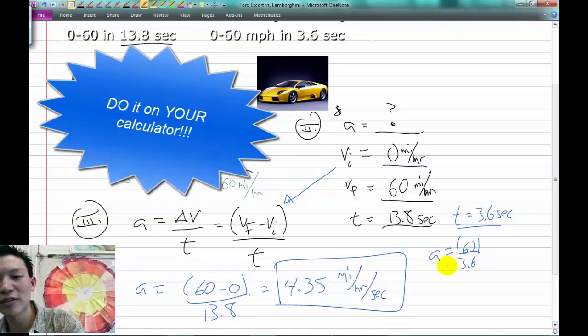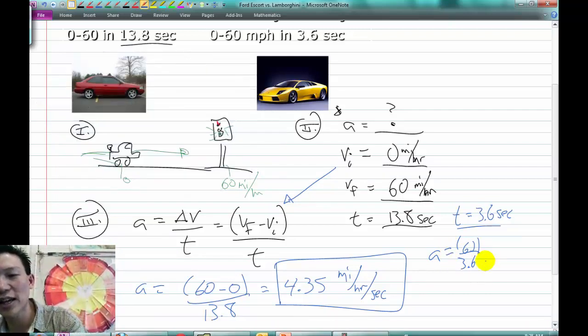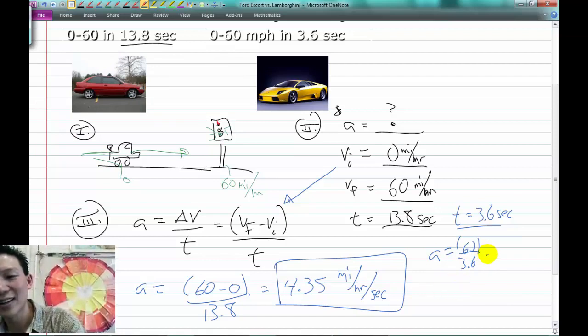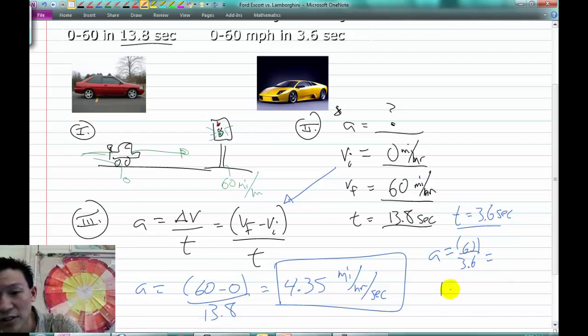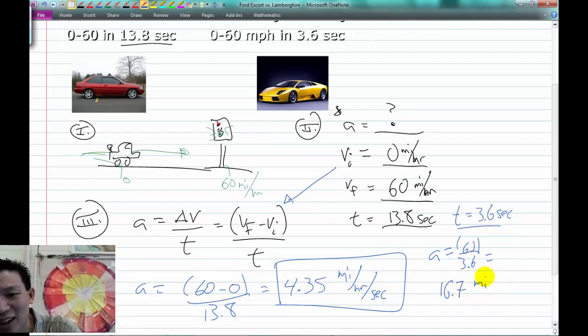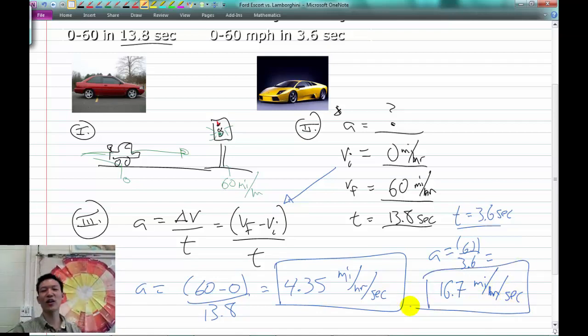Having trouble with my pen. There we go. 60 over 3.6, what do you get? A crazy number, right? The acceleration is, what does it round off to? Woo, punch it in. 60 over 3.6. Survey says, boom. So like 16.7. Holy guacamole. Miles per hour per what? Seconds.